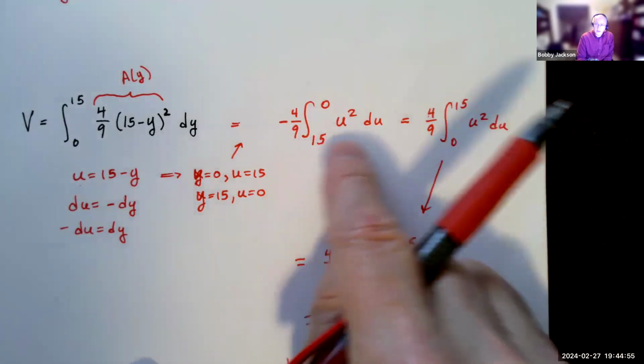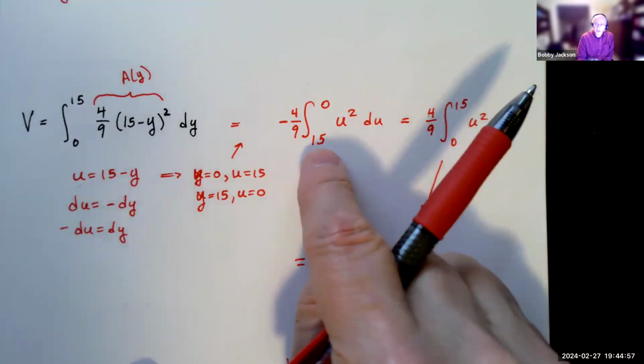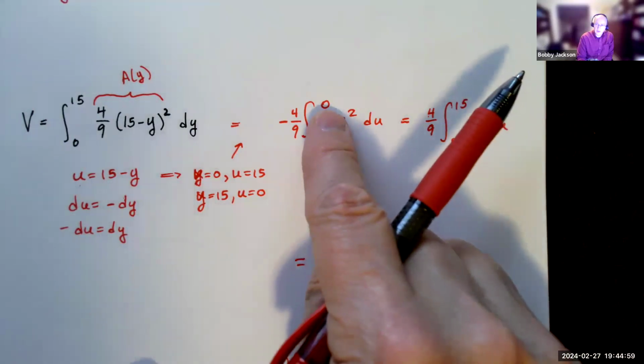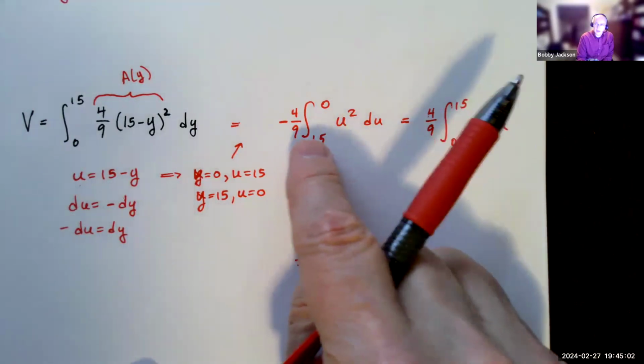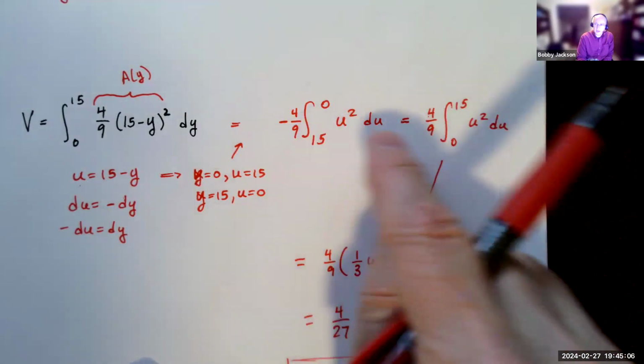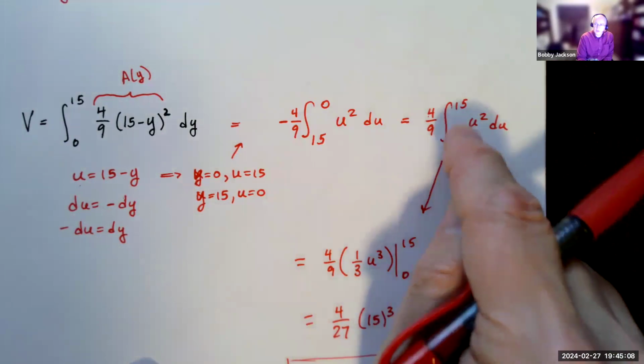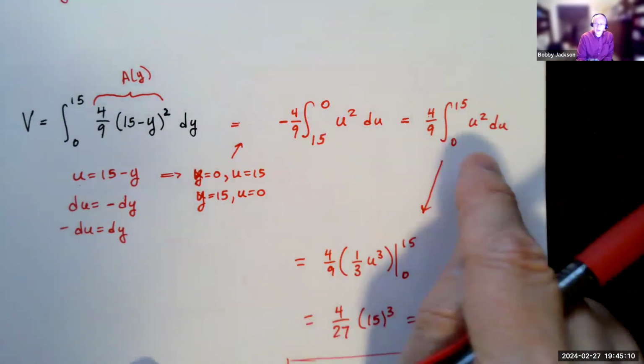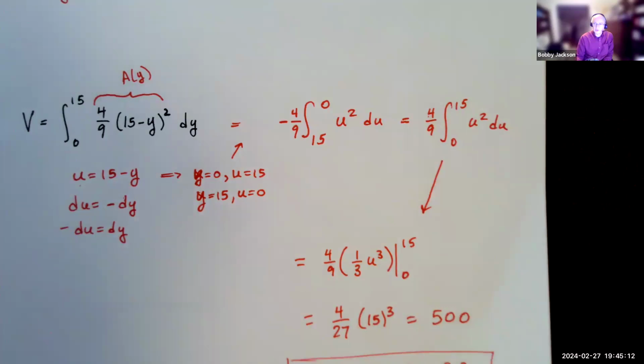Now, you could just integrate as is here. If you don't like having the lower limit bigger than the upper limit, that's okay. You can swap the limits. Remember what has to happen, though. You change the sign out here. So from negative to positive, this is now going from 0 to 15. You can integrate either way. Doesn't really matter. You'll get the same result.